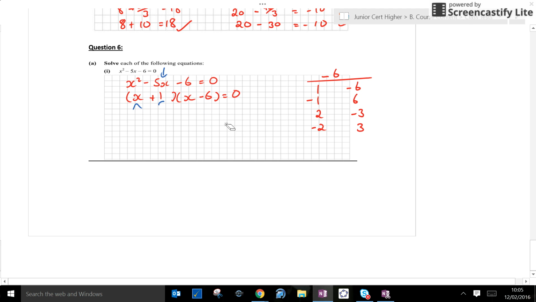Okay, so we now take each of these factors and let them equal 0. So x plus 1 equals 0, or x subtract 6 equals 0. Solving for x, I subtract 1 from both sides and I get x equals minus 1. And over here, I add 6 to both sides to get x equals 6. And they are the two solutions that will satisfy the equation. And that brings us to the end.